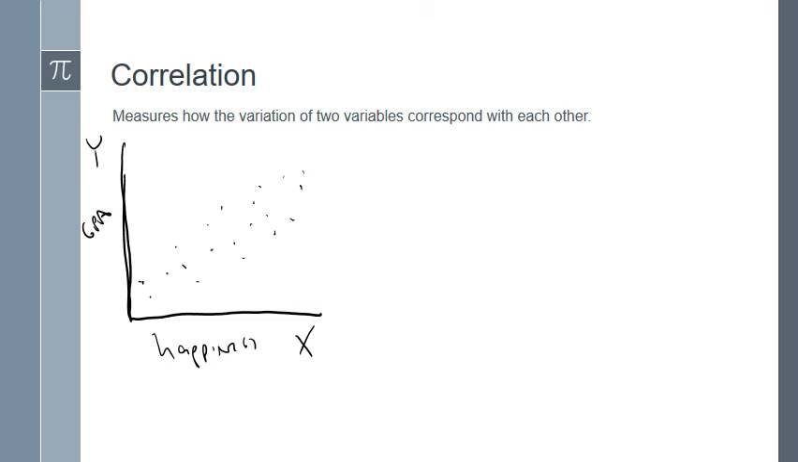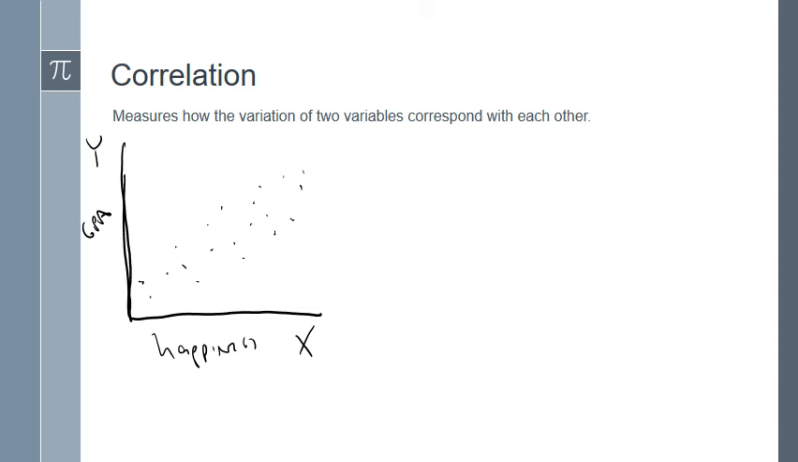Correlation is all about to what degree when one goes up does the other go up, or to what degree that when this changes, like when happiness changes, GPA changes. Okay, so maybe here it starts to change and then here it starts to change. So what degree of correspondence is there between these two variables as they change? Okay, so that's all correlation is basically measuring.